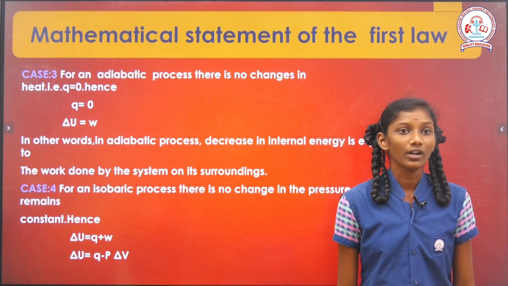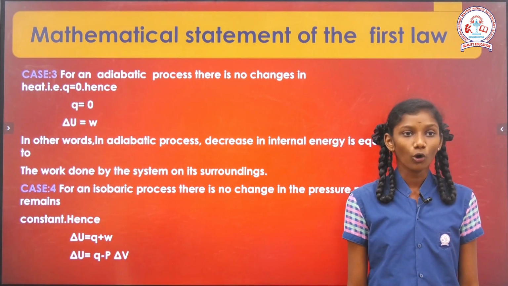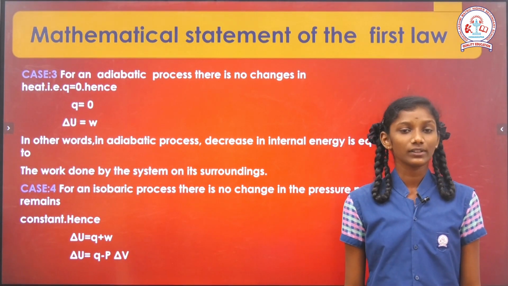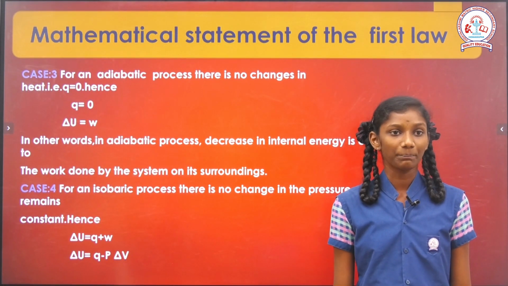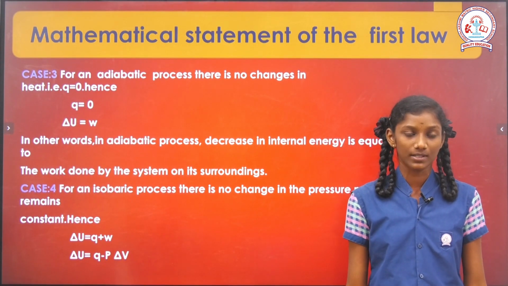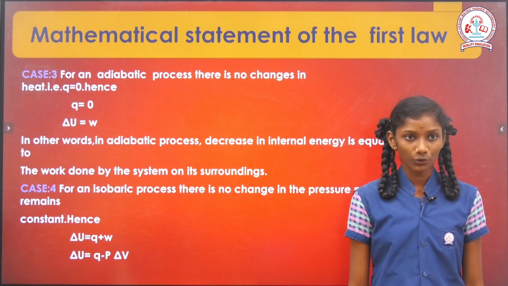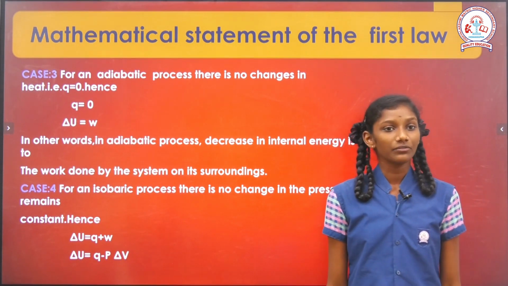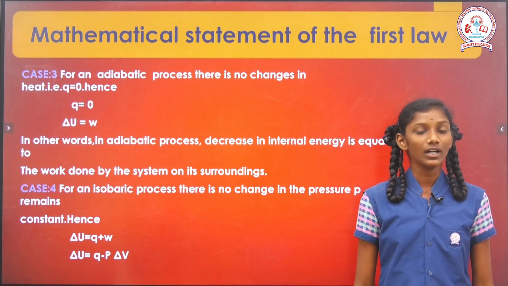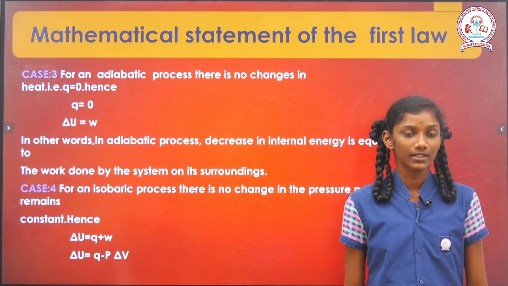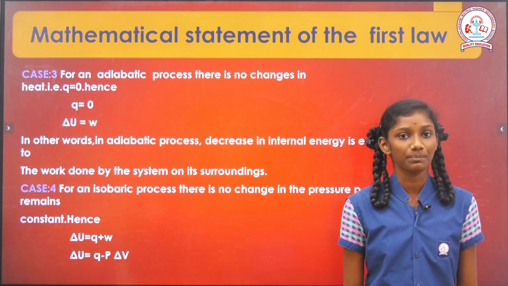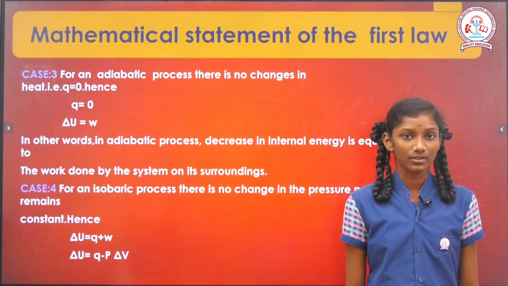In case 3, for an adiabatic process, there is no change in heat, that is Q is equal to 0. We know the first law of thermodynamics, so you substitute this Q is equal to 0 in delta U is equal to Q plus W, then you get delta U is equal to W. In other words, we can say decrease in internal energy is equal to work done by the system on its surroundings.